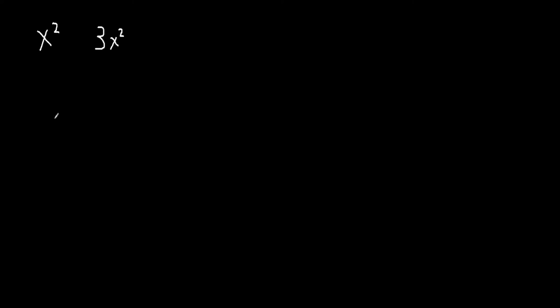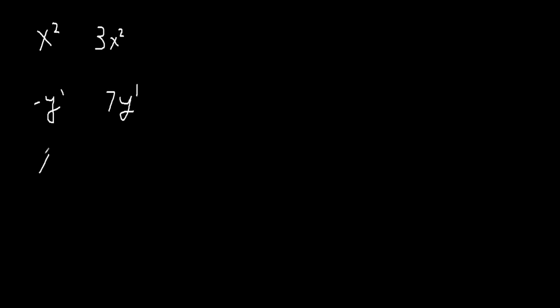Another example of like terms would be negative y and 7y. We still have the same variable y, and of course these are just raised to the 1. So we have the same exponent and variable. That means these terms are like terms.